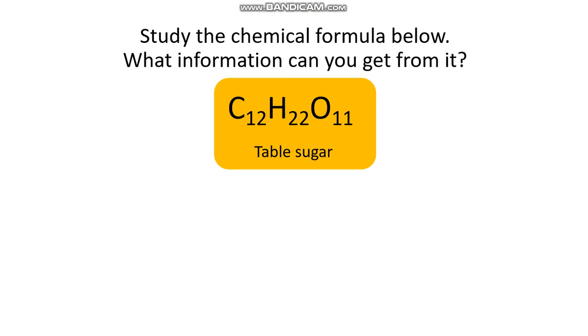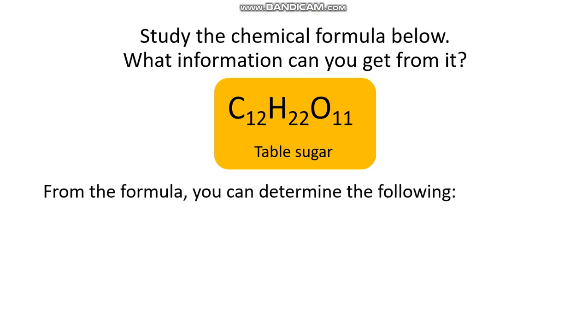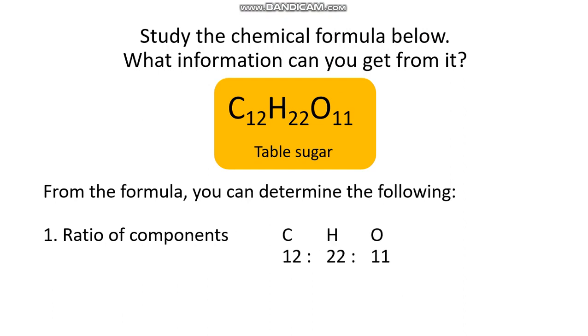Study the chemical formula C12H22O11, commonly identified as table sugar. Based on this chemical formula, what information can we gather? We can determine that there are 12 carbon atoms, 22 hydrogen atoms, and 11 oxygen atoms in the molecule of table sugar. So we can identify not only the elements but also the ratio of the components of that particular compound.